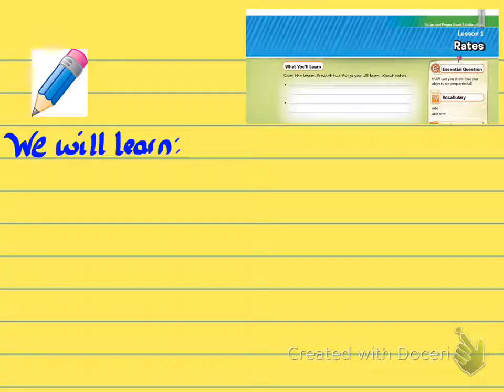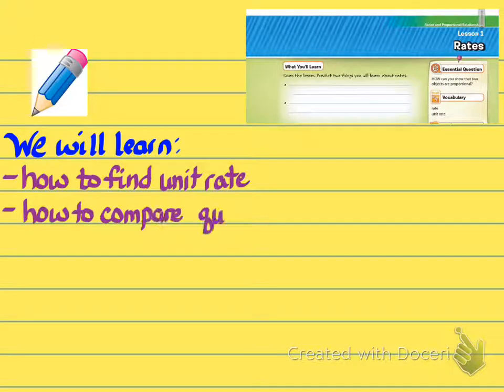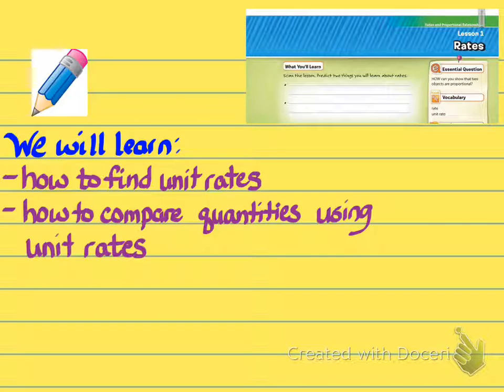So what we're going to do first, and I want you guys to copy this part down, is what we will learn. We will learn two things. We're going to learn how to find a unit rate, and we're also going to learn how to compare quantities using unit rates. Now, we've already done this in a previous chapter when we were working out of our sixth grade books, so you'll see a lot of this is repetitive, and it should come pretty easy to you, and hopefully this lesson will be nothing more but a reminder.